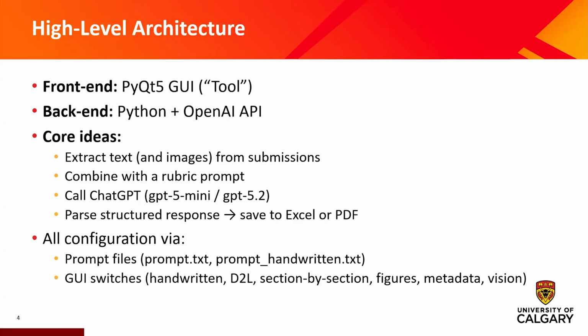So at the high level, the front end is just a simple GUI, or graphical user interface. And at the back end, we do three main things. We extract the content from the file. We build a prompt file and call the model. Then we parse the response and save it to an Excel or PDF file based on the requirements of the instructor. Can you go to the next?